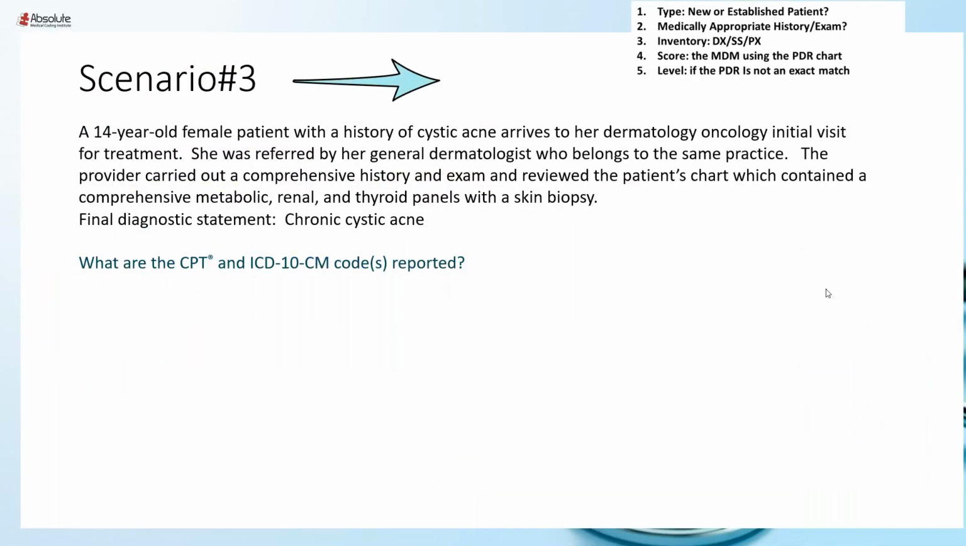All right, so here we go. Now, this you're going to have to do. A 14-year-old female patient with a history of cystic acne arrives to the dermatology oncology initial visit for treatment. She was referred by her general dermatologist, who belongs to the same practice. The provider carried out a comprehensive history and exam, reviewed the patient's chart, which contained a comprehensive metabolic panel, renal panel, thyroid panel, with skin biopsy. Final diagnostic statement: the patient has chronic cystic acne.